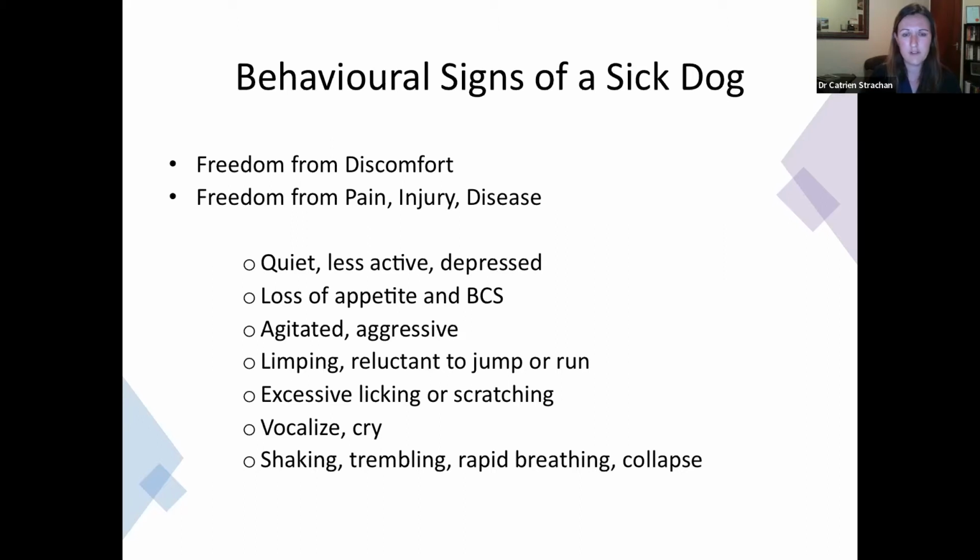A dog that's in pain or perhaps has an injury might start to limp, or it might be reluctant to jump up and down or run far distances. Some dogs start to lick at their feet or at a place that's sore, or they might start scratching. Some dogs start to vocalize or cry excessively. And if a dog is really sick and in bad shape, you could notice that they're shaking or trembling, or there could be rapid breathing. Some dogs will even collapse, and then there's serious trouble.